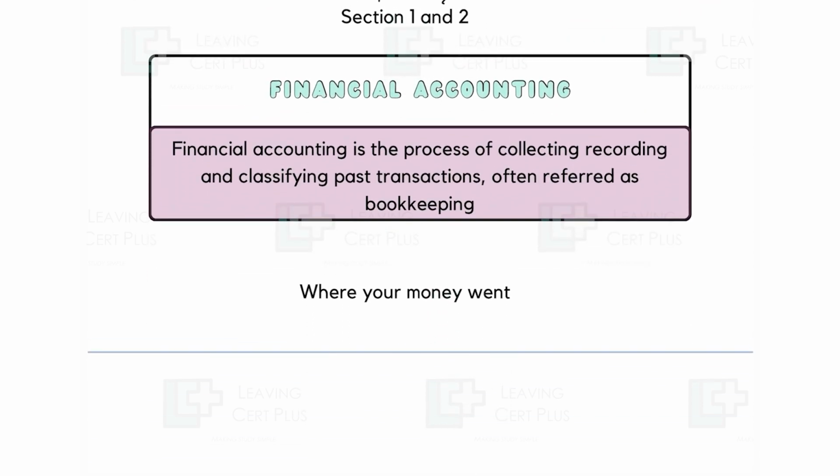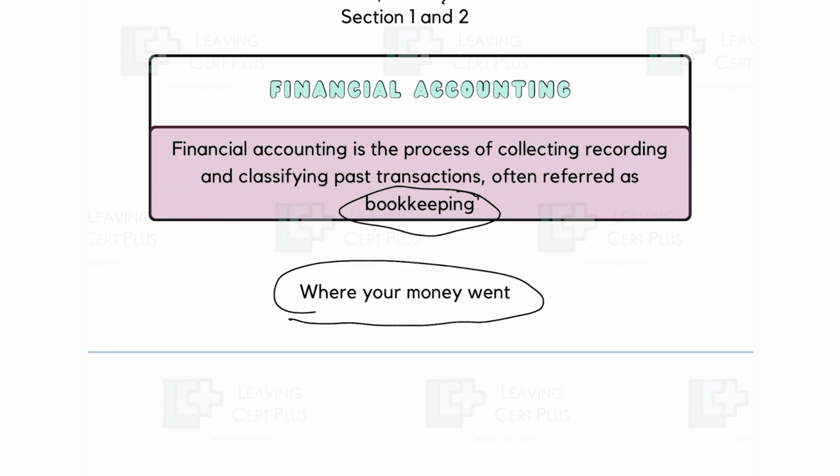Basically, if you think of financial accounting as your old bookkeeping, the bookkeeping that you did for Junior Cert, it's collecting, recording, classifying past events. It's referred to as bookkeeping. If we were to put that in everyday language, it's like where your money went. What did you do with your money? Or goods. It doesn't always have to be money.